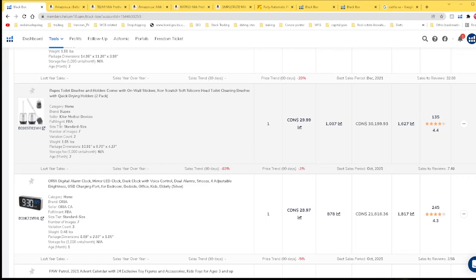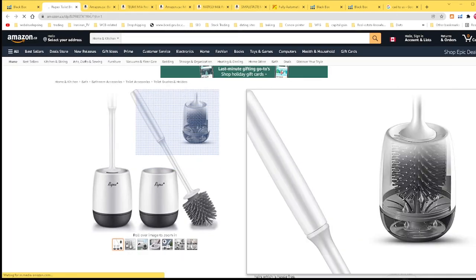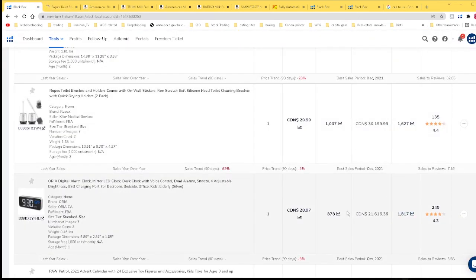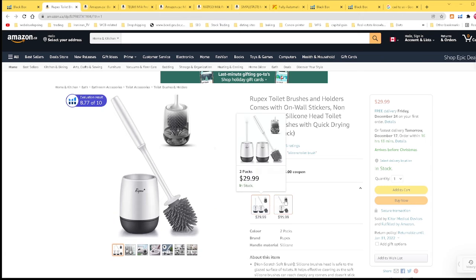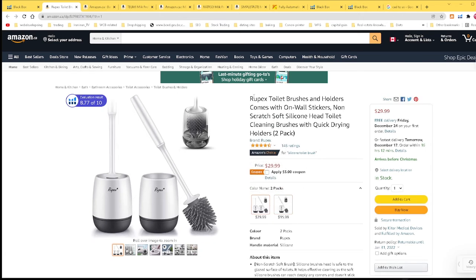Here also, oh my God, I can't believe a toilet brush is selling $30,000. $30,000 in sales revenue with 135 reviews, and the rating is good and it's not too cheap, $29 for a pack of two, which most people have two toilets these days at home. I mean, if they are not in an apartment only. So that would be a toilet brush.